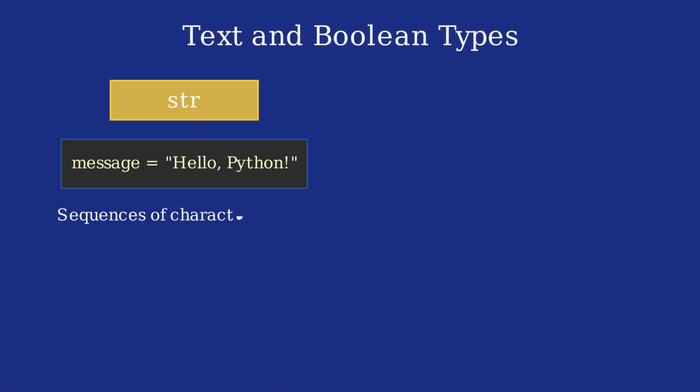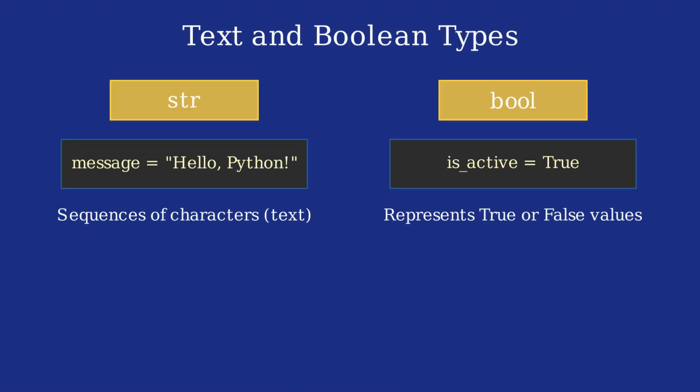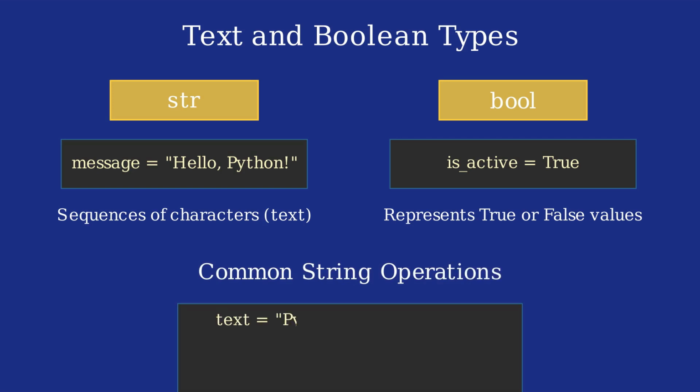Next, let's look at text and Boolean types. Strings, or str, represent sequences of characters enclosed in quotes. You can use single or double quotes to create strings. Booleans, or bool, represent logical values, true or false. They're essential for conditional statements and logical operations. Strings support various operations. For example, you can find the length of a string, access individual characters by index, convert to uppercase, and concatenate strings together.